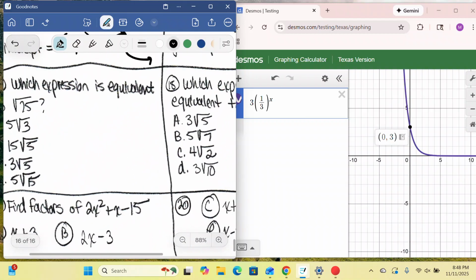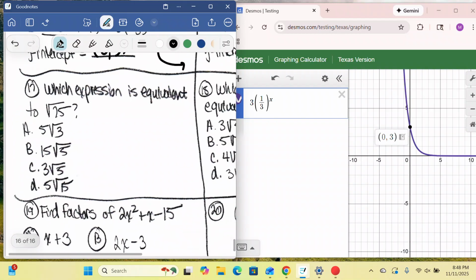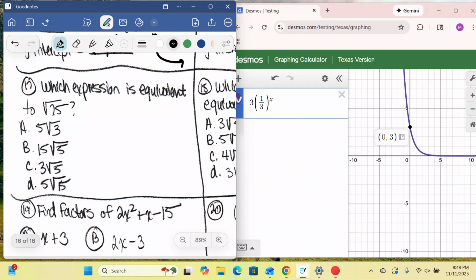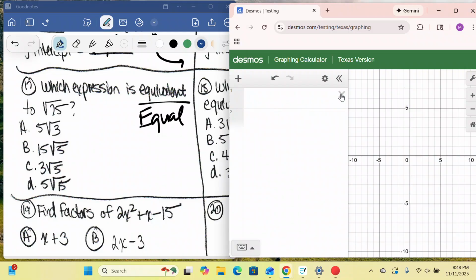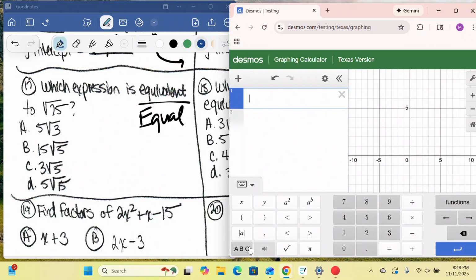Okay, we're going to do our last four problems. Which expression is equivalent? Once again, let Desmos do the work. Which expression is equal is the same word that I'm using. So all I do is get on my trusty Desmos and I get my first one and I'm going to do square root of 75.